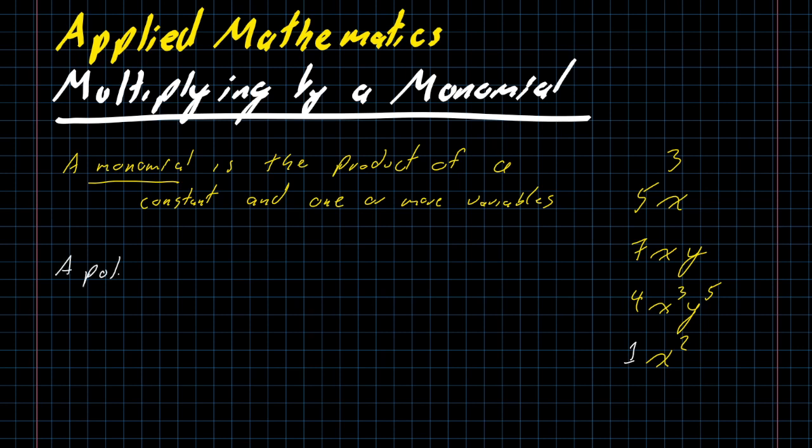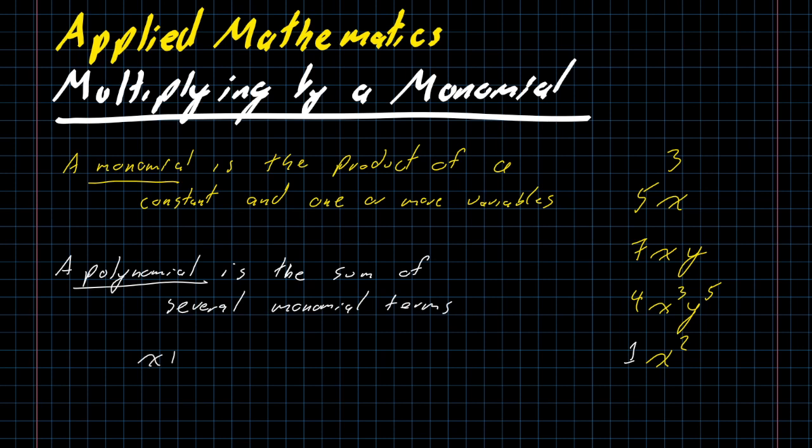A polynomial is the sum of several monomial terms. So something as simple as x plus 7, x cubed plus 3xy minus 9, so on and so on.